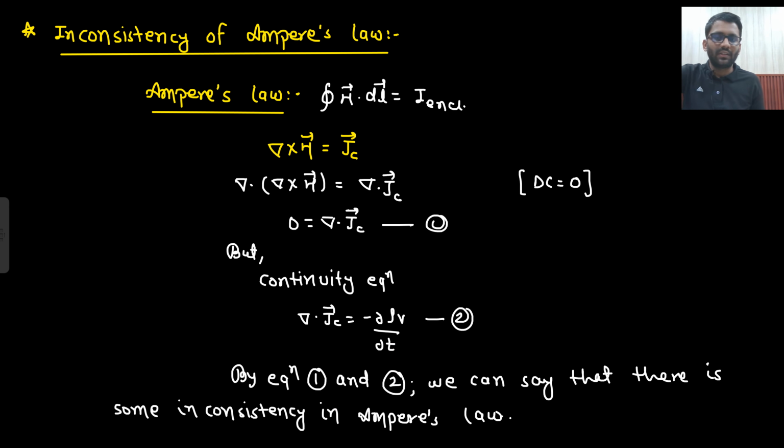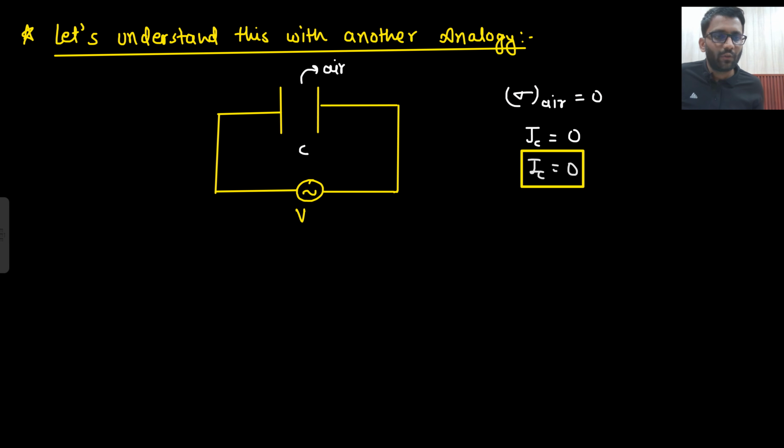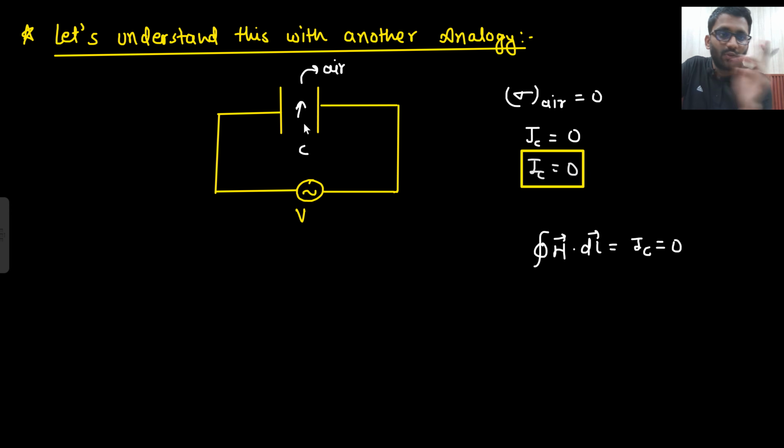Forget about all these things, inconsistency of Ampere's law, forget about that. If we do not know all these things, then what we would expect? That if I put a magnetic needle here, if current is 0, that means there will be no magnetic field. I do not know the inconsistency of Ampere's law. I only know that as per the Ampere's law, H dot dl is equals to IC. So if IC is 0, then certainly there should not be any magnetic field. So if I put a magnetic needle here, then it should not move.